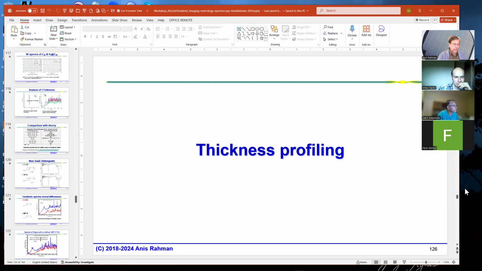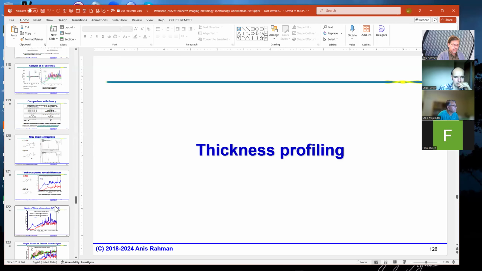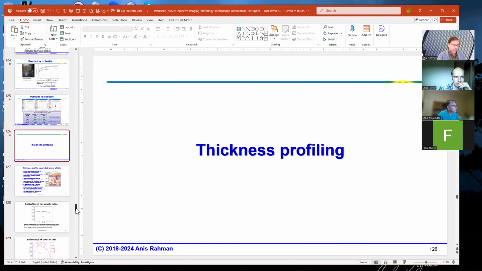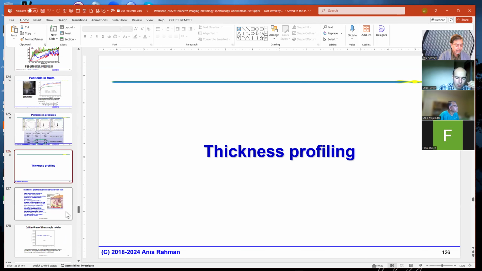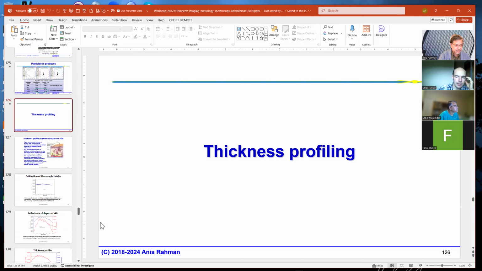And then we're gonna introduce a new topic today, thickness profiling. So the question is, what's the big deal about thickness profiling? Let's go through this a little bit here and see if we can make some sense. So I'll go to the presentation mode.